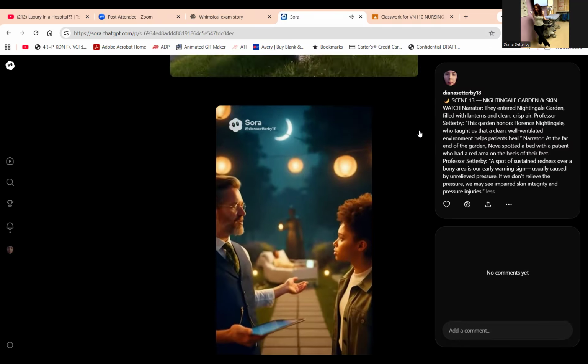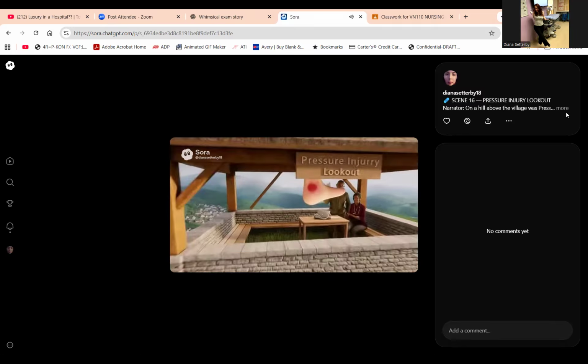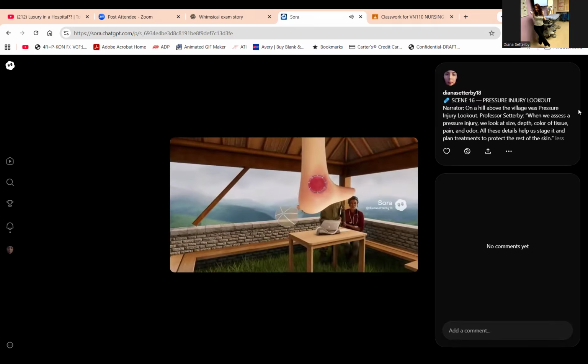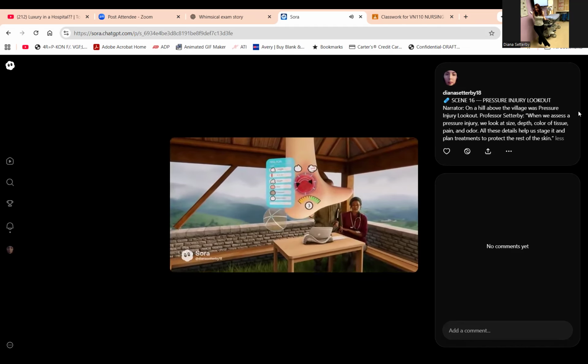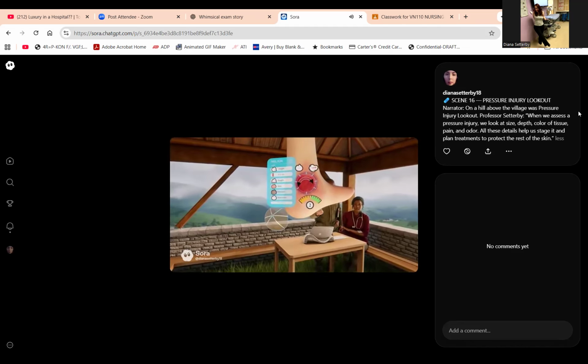On a hill above the village was Pressure Injury Lookout. When we assess a pressure injury, we look at size, depth, color of tissue, pain, and odor. All these details help us stage it and plan treatments to protect the rest of the skin.